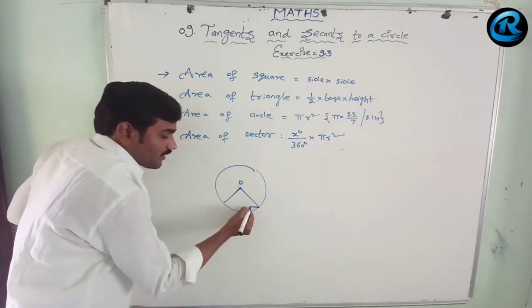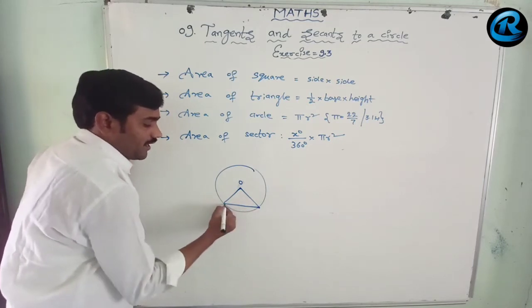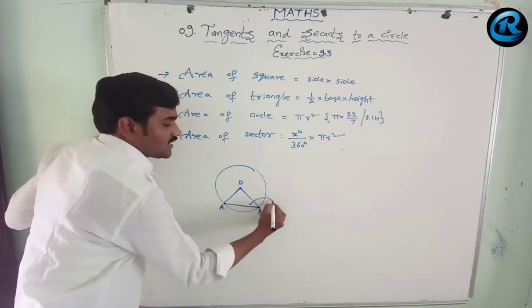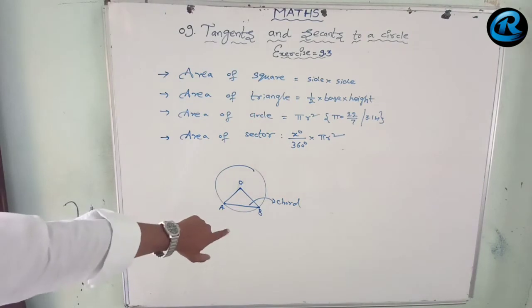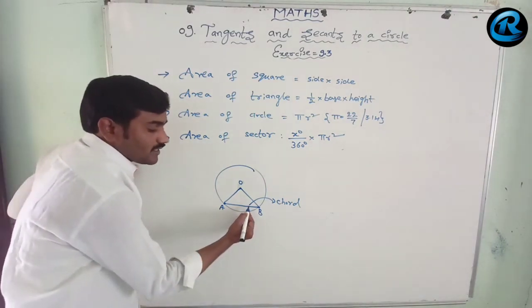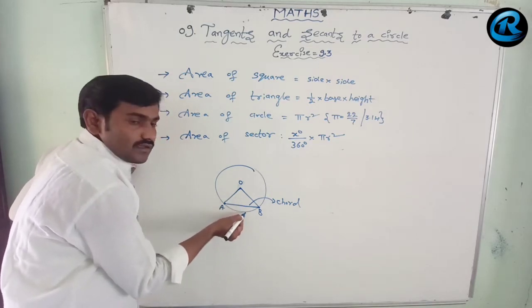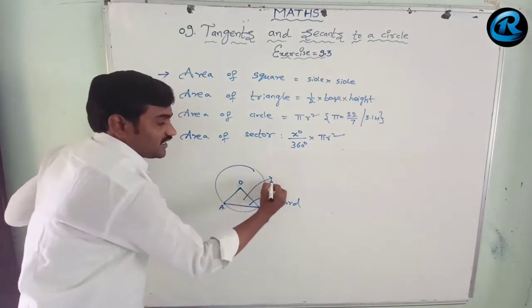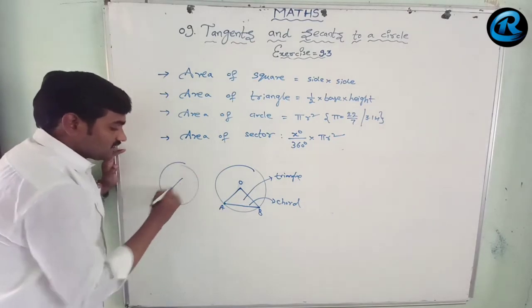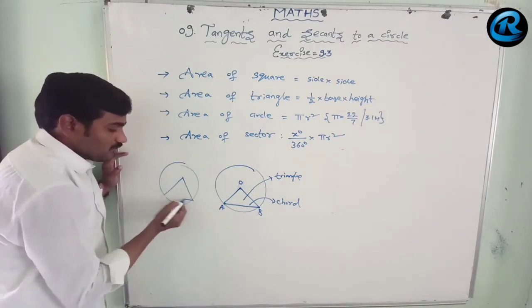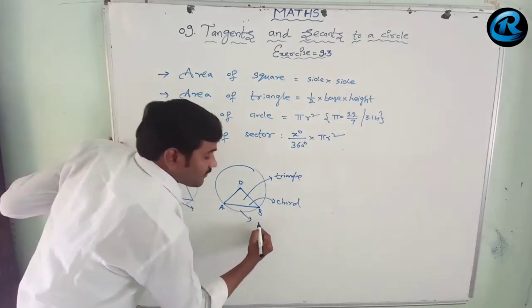Suppose I join a line segment AB. This AB is known as a chord of the circle. See what has happened now. This figure is divided into two parts. The sector is divided into two parts by drawing a chord. This is a triangle and this part is known as a segment.